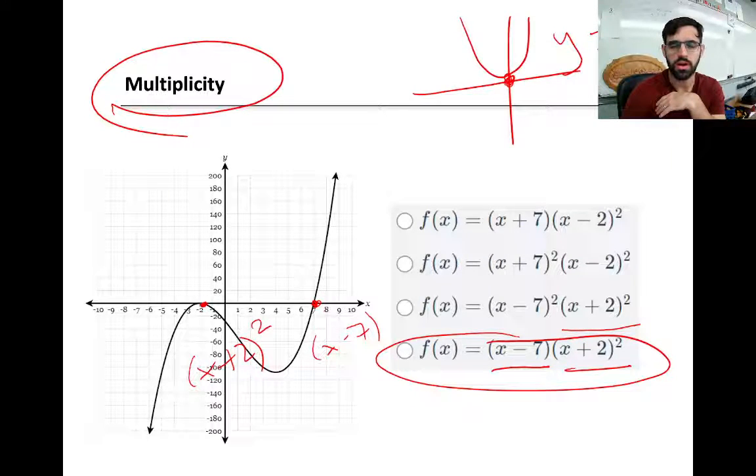It could be 4 or higher, but it's definitely got to be even. And our only options are squareds. So (x + 2) squared would be one factor, which I think gives 2 factors in this polynomial, and then (x - 7). So the last option would be correct.